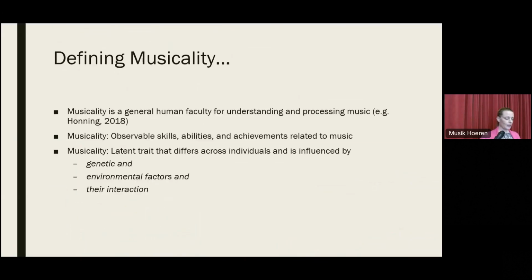If you think about musical development, one thing that might be important is to know what musical abilities are. People talk about musical skills, musical abilities, musical talent, musical aptitude, and so on. And there's the interesting question, what might it be? On the one hand, you could think about musicality as a general human faculty that is used for processing music. You could understand musicality as a concept or a name for all observable skills, abilities and achievements that are related to music. And you could also see it as a kind of latent trait that differs across individuals and is influenced by genetic and environmental factors, and of course their interaction. So these are different standpoints you can take to think about musicality.